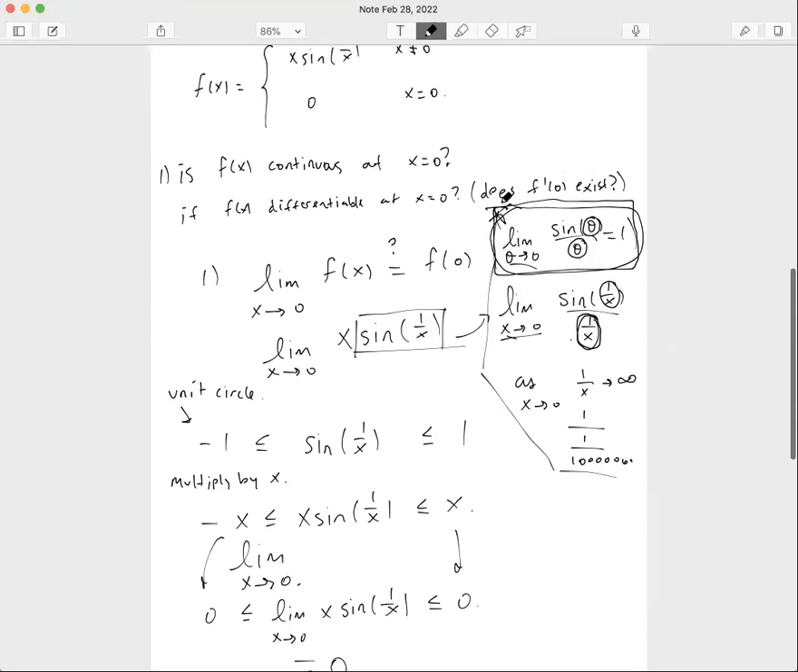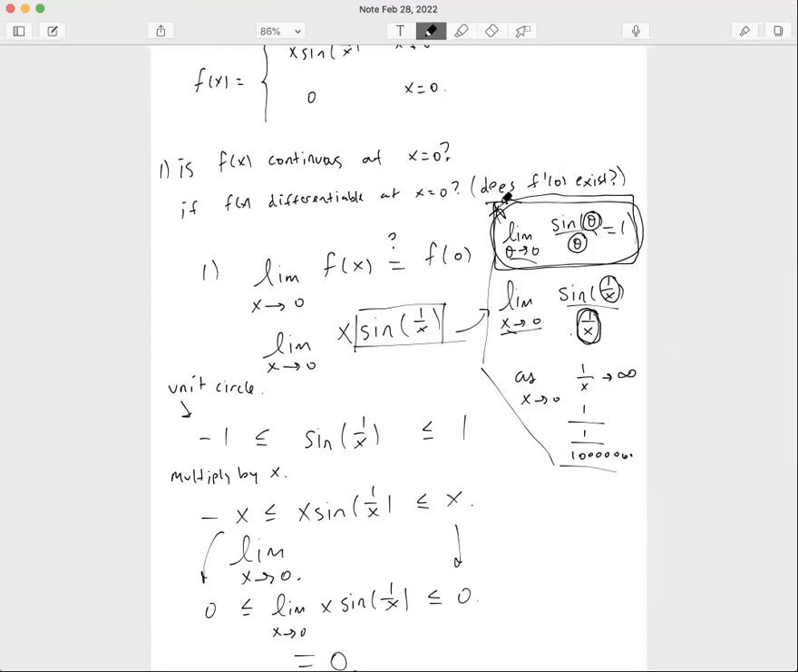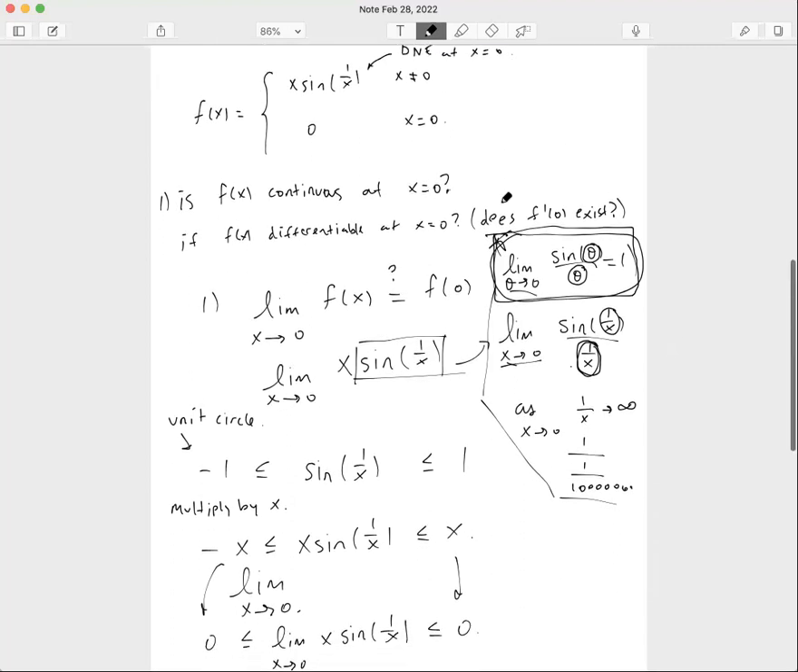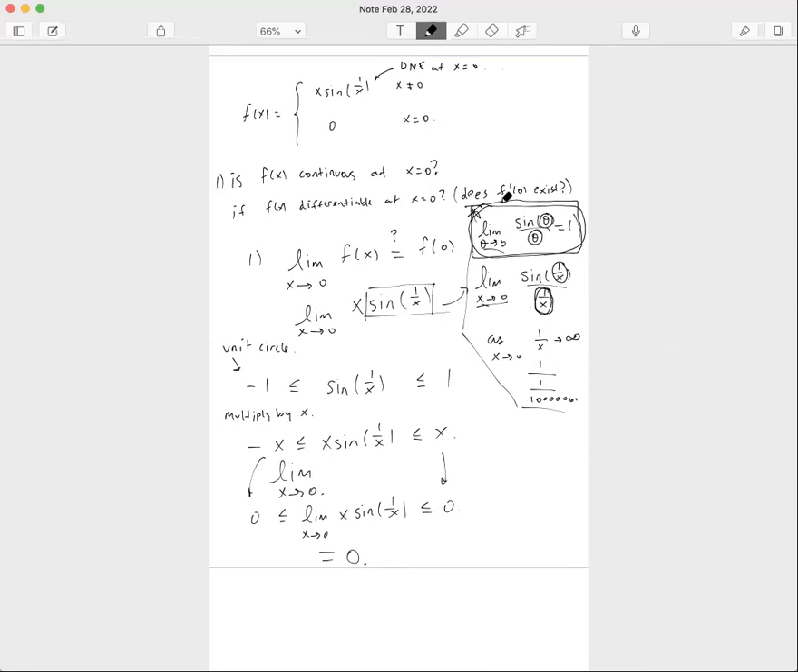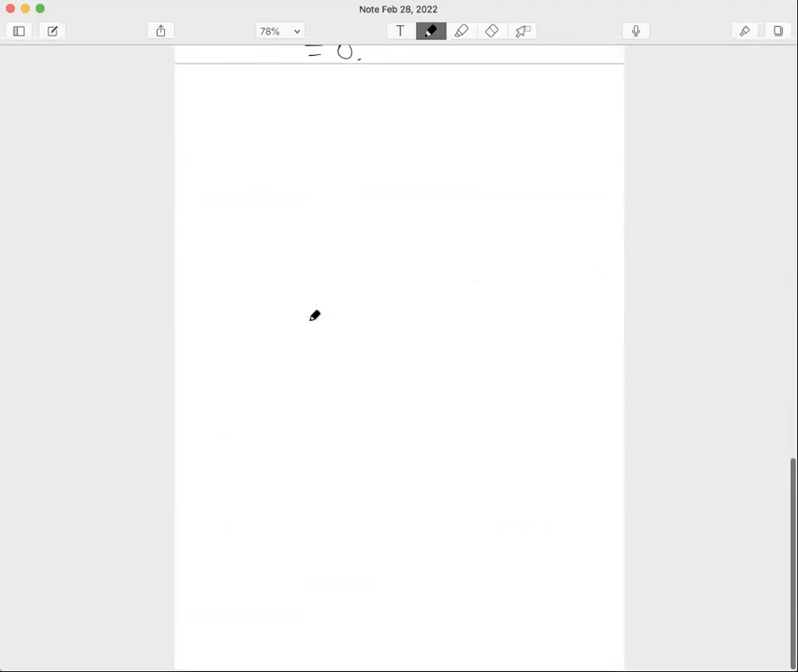So you tell me, is this continuous at 0? Go back to our original problem. Is this continuous? Yes, good. So it is continuous, but let's answer question 2. Is it differentiable at 0? Let me rewrite the problem and then let's think about using the derivative.